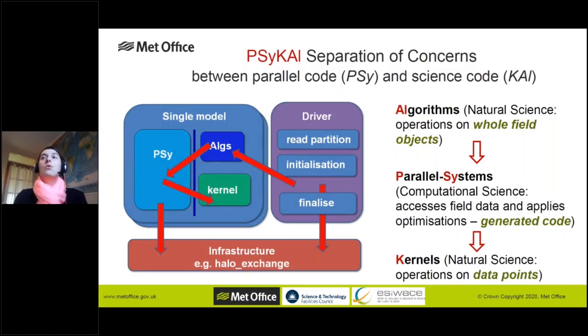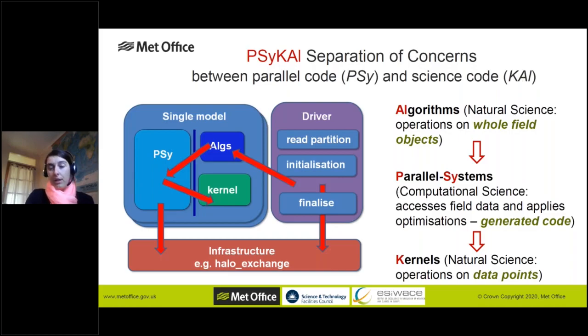And now we come to how we are explicitly implementing this in the LFRic code. This is basically a slide that Andy has mentioned before. We have the PSyclone separation of concerns, where the algorithms are operating on whole field objects and the kernels are operating on data points of these objects. As Andy mentioned, if you want to calculate a gradient of a field, you need to write a kernel in LFRic to do that, and then call this kernel in the algorithm layer. The algorithms and kernels communicate through the parallel systems or PSy layer, which accesses field data and applies optimization. And this is generated code.